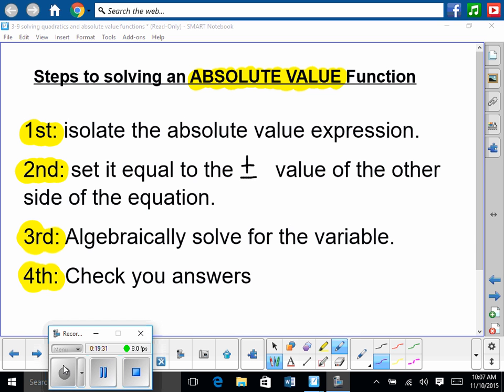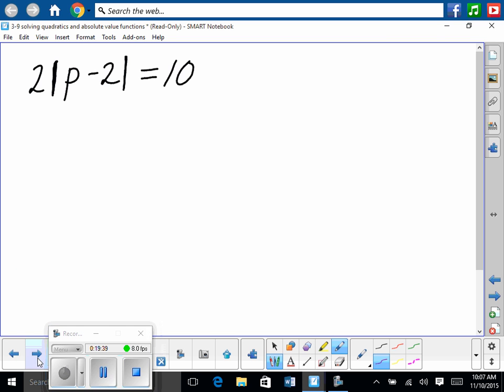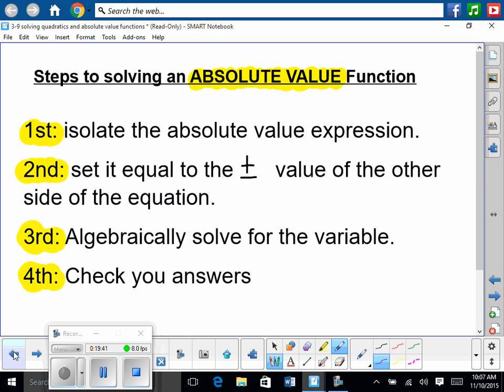And then third, algebraically, piece by piece, solve for the variable. And then fourth, you'll check your answers. You really do need to check for extraneous solutions. Did everybody get that? Did you take a picture of it if you needed it? Are we all okay?